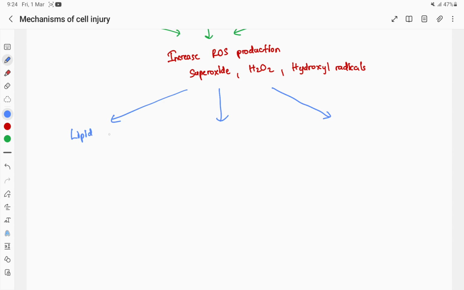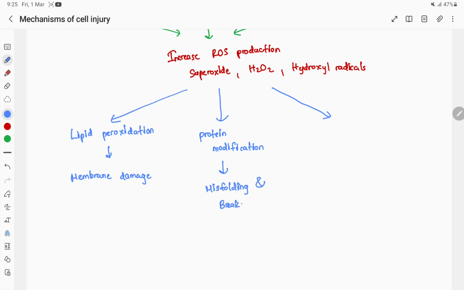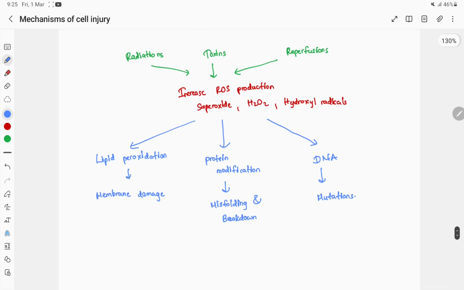They are lipid peroxidation, which causes membrane damage, then protein modification, which leads to misfolding of proteins and breakdown of proteins. Then the other one is DNA damage, which leads to mutations. So that is how reactive oxygen species cause cell injury.